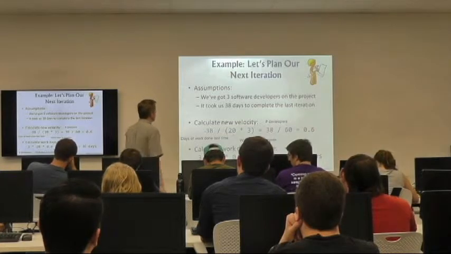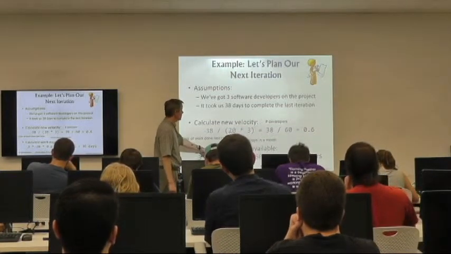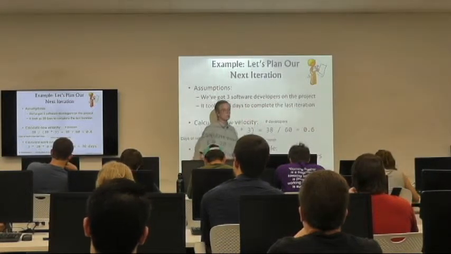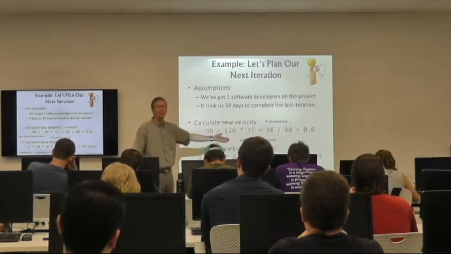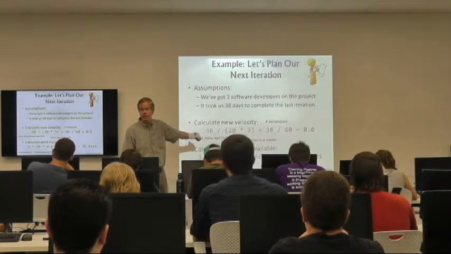Because now we go down here and calculate the number of work days available. We take the number of developers, multiply it by the work days in a month, and multiply it by our new velocity. 60 times 0.6 comes out to be 36 days. So with our 3 developers, we have 36 days of development that we can accomplish in the next month.